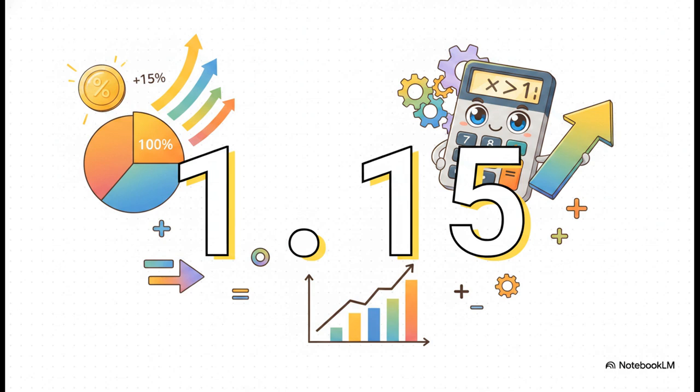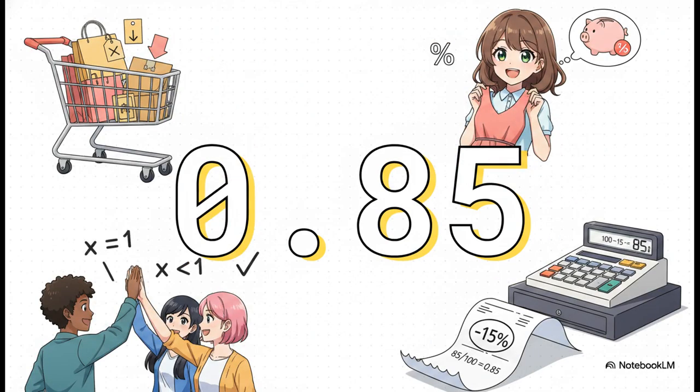The golden rule you need to remember here is that any multiplier for a percentage increase will always be greater than 1. Now, on the flip side, for a decrease, you're taking away from that original 100%. Say a shop has a 15% off sale. You subtract 15 from 100, which leaves you paying 85% of the original price. Divide that by 100, and your multiplier is 0.85. So for any percentage decrease, your multiplier is always going to be less than 1.